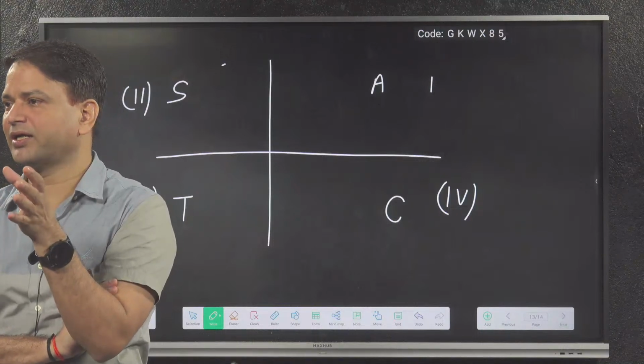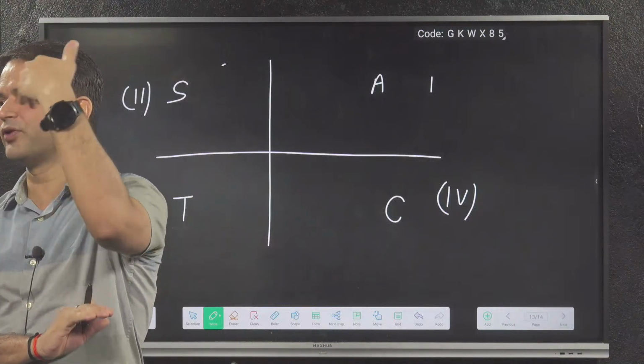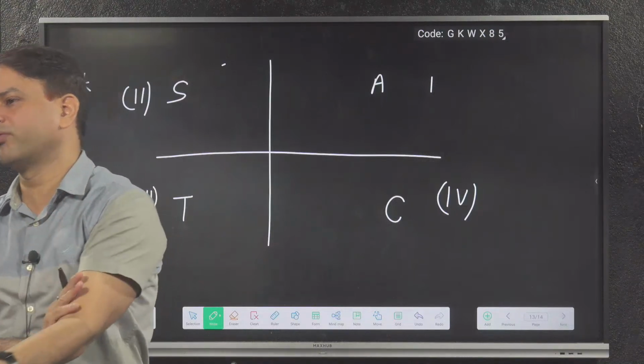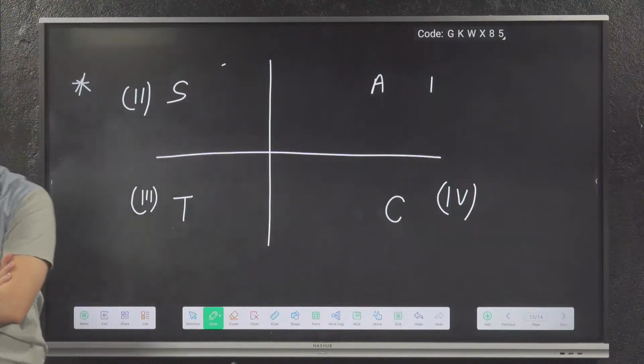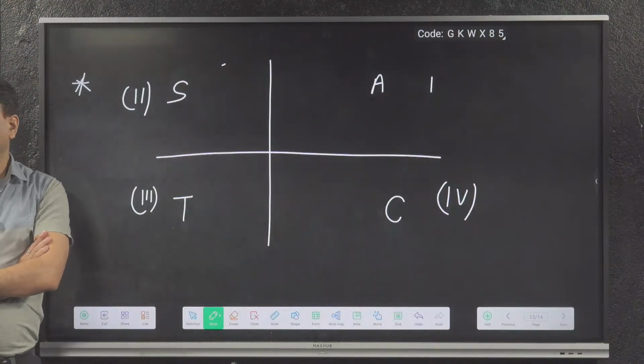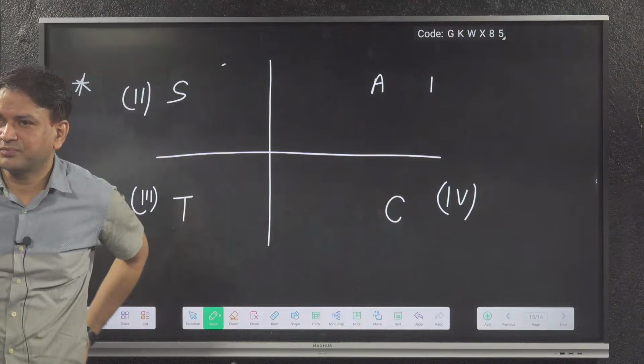For that I am not writing. We know that is common sense. If we know the sine is positive, its reciprocal will obviously be positive. Okay. Completed? Okay.